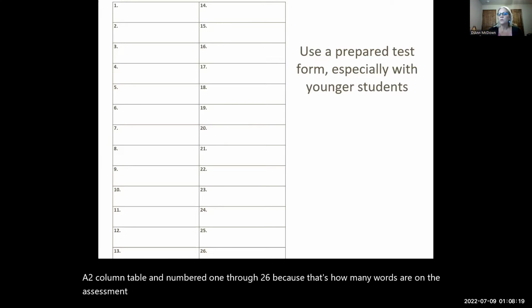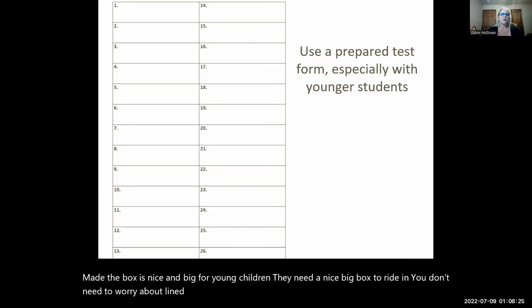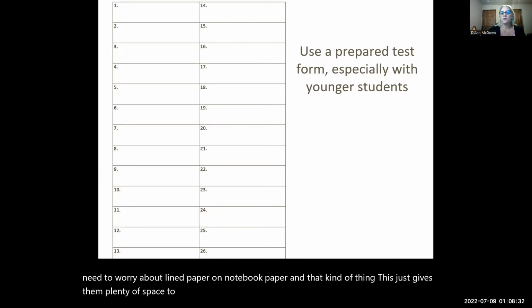And made the boxes nice and big for young children. They need a nice big box to write in. You don't need to worry about lined paper or notebook paper and all that kind of thing. This just gives them plenty of space to write. And so this is a really crucial thing, to have an appropriate instrument to have them write in.